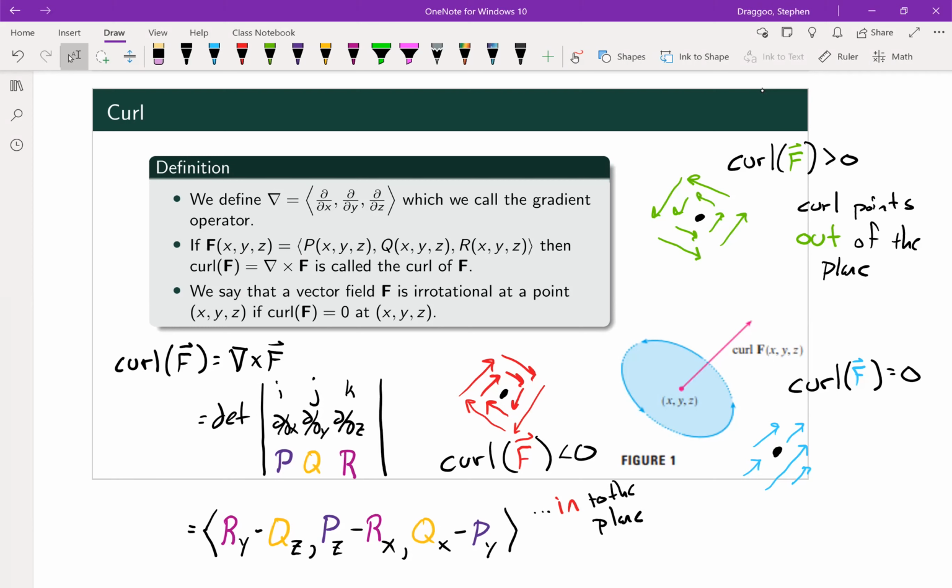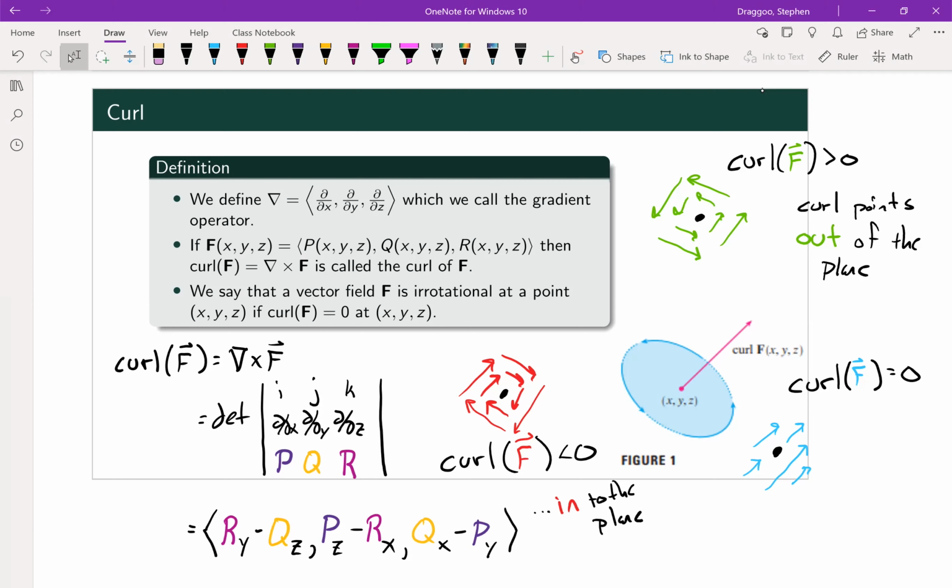So we said on the previous slide that the curl of F is going to be the cross product of the gradient operator and the vector field. And we'll say, just for some terminology, that if the curl is 0 at a point, then that means that the field is irrotational at that point. It doesn't have a lot of rotation going on if the curl is 0.